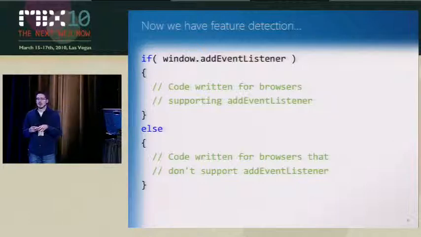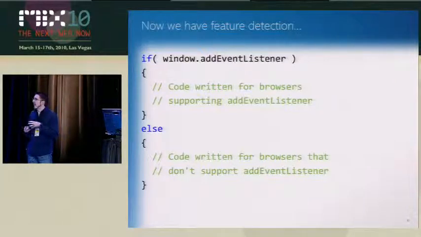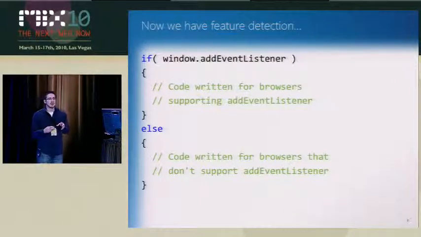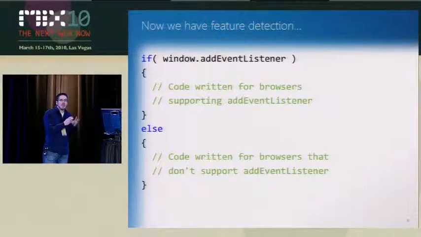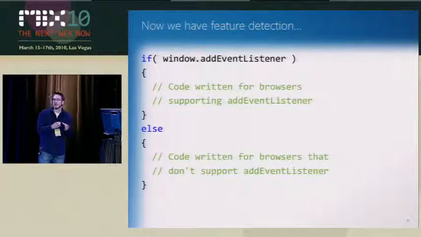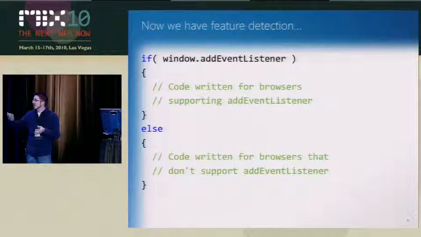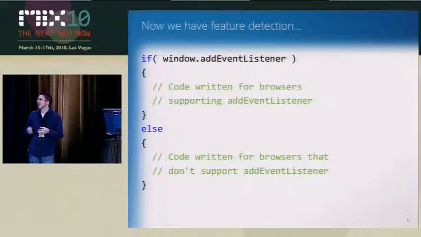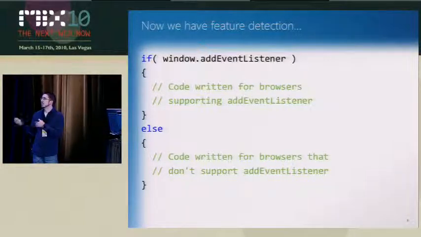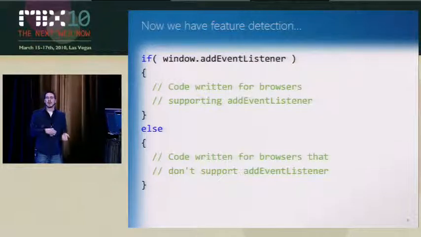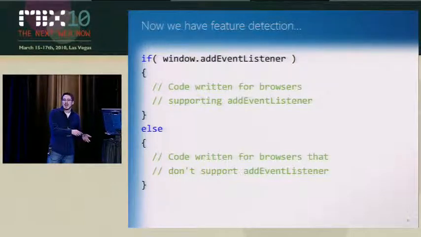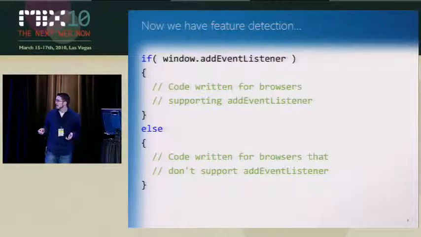Now, what's come up in more recent years as a strong recommendation is to do something called feature detection. This is where you're actually looking not for a specific browser, but for whether the browser you're currently running in supports the feature you want to use. So in this case, I'm not looking for browser X and browser Y. I'm checking whether a browser supports addEventListener, and then falling back to some alternative code that I have in cases where it doesn't.